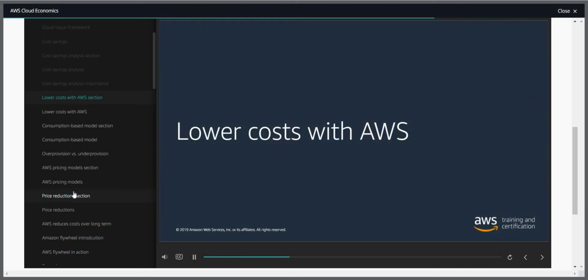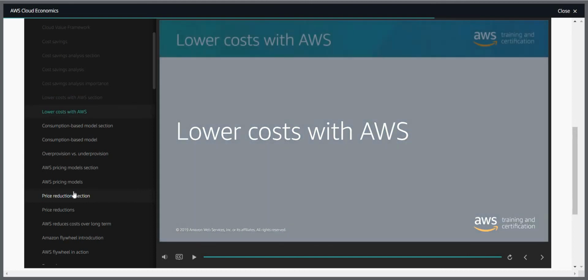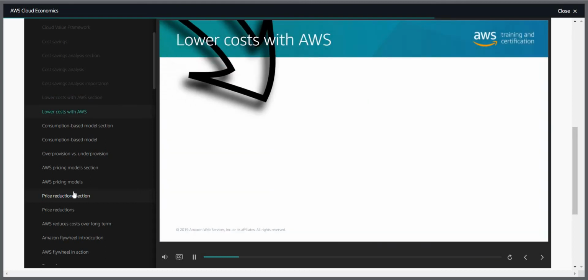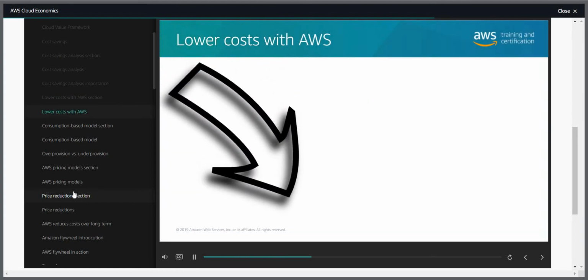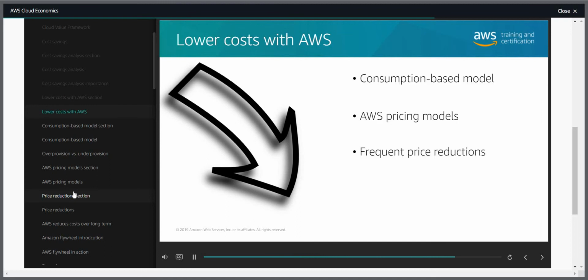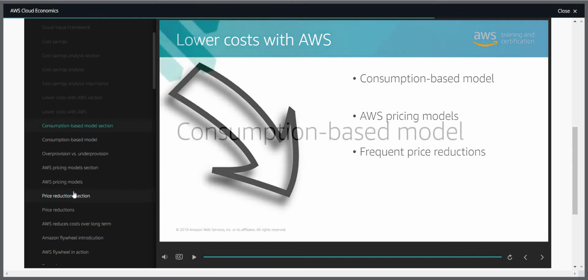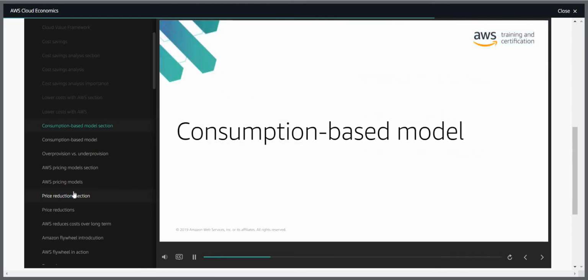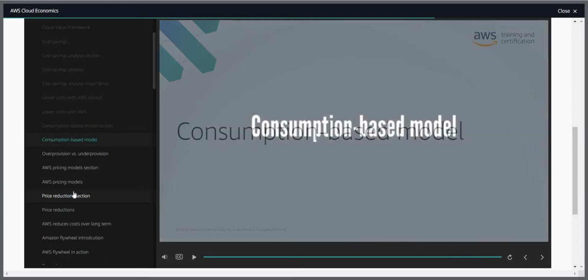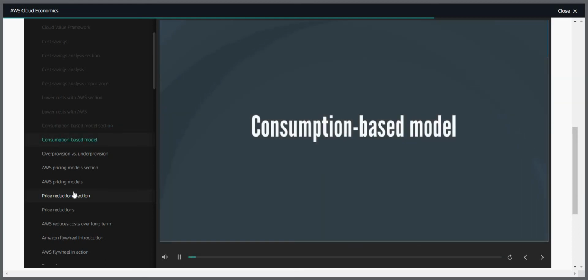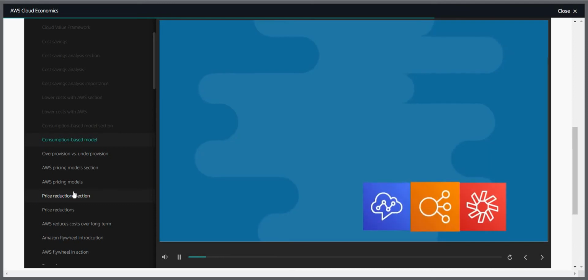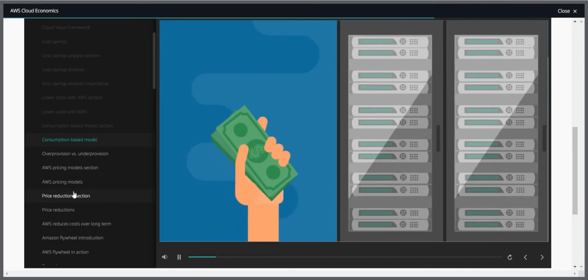In this section, you will learn how customers can lower costs with AWS. AWS helps your customers lower their costs through the use of a consumption-based model, AWS pricing models, and frequent price reductions. In this section, you will learn about the consumption-based model. With a consumption-based model, AWS customers pay only for what they use rather than pay up front for what they think they will need in the future.